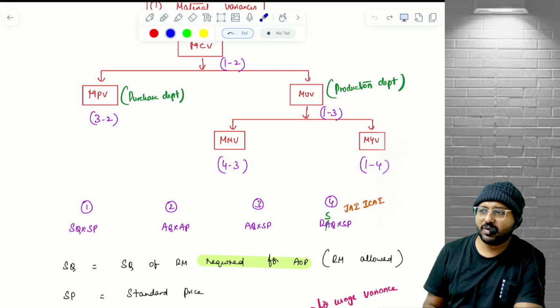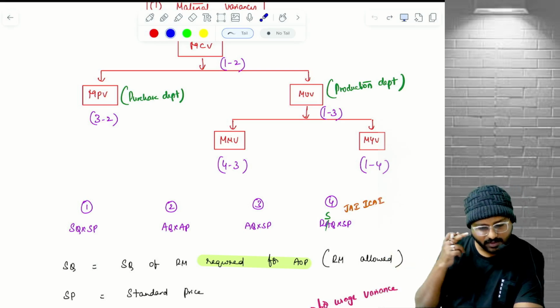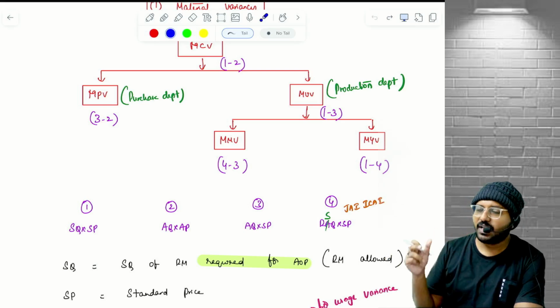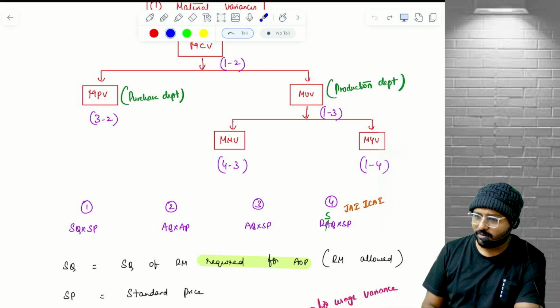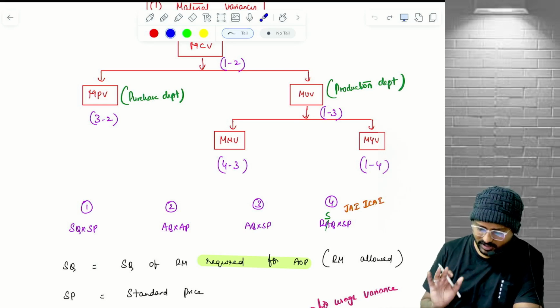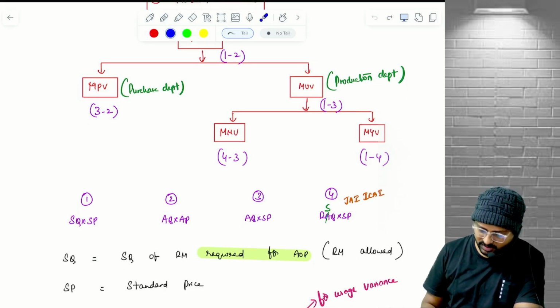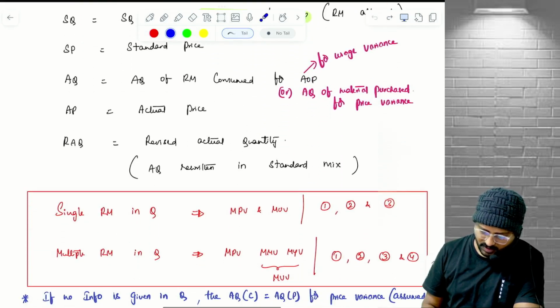What is this? RAQ. RAQ means what? Revised actual quantity, which is nothing but actual quantity rewritten in standard proportion. Actual quantity rewritten in standard proportion. What is that? We'll see today. Yesterday we just tried to know what these things are. Today we'll try to understand. Are we done with this?